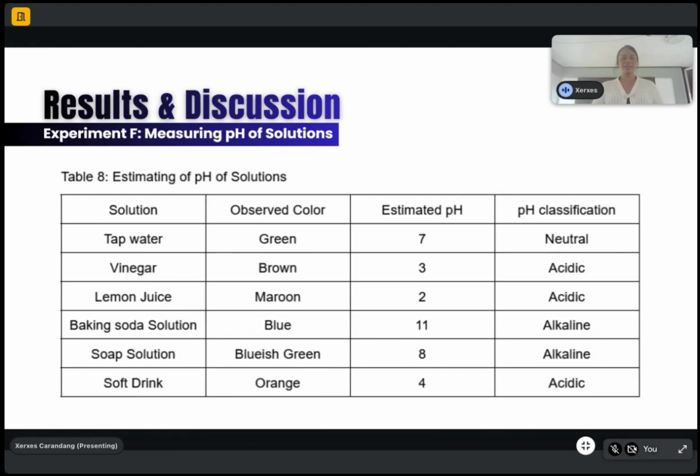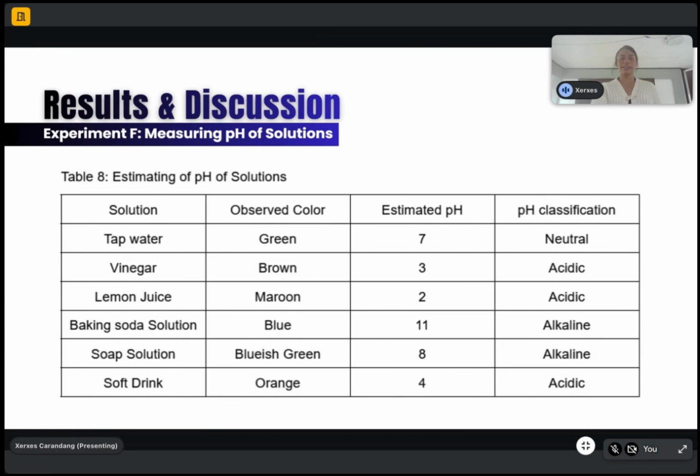For experiment F, which is estimating pH of solutions, we dipped pH paper into different household solutions to identify whether they were acidic, basic, or neutral. Tap water served as the neutral baseline, exhibiting a green color with an estimated pH of 7. We identified 3 solutions as acidic, with a pH of less than 7. Lemon juice was the strongest acid tested, showing a maroon color and a very low estimated pH of 2.